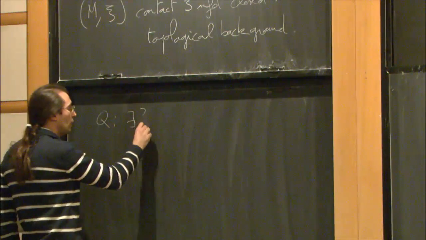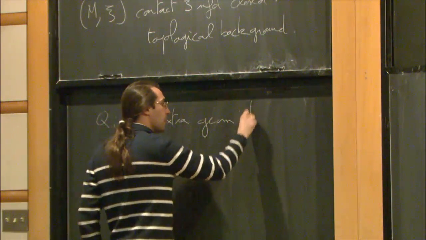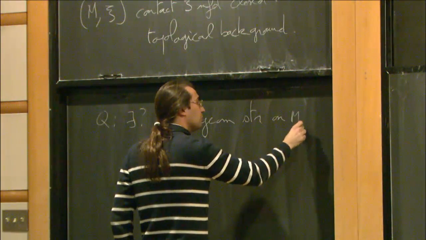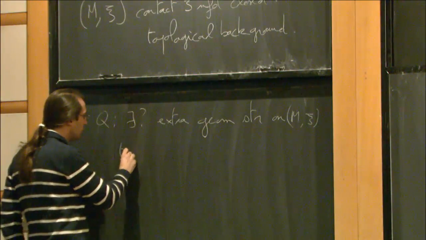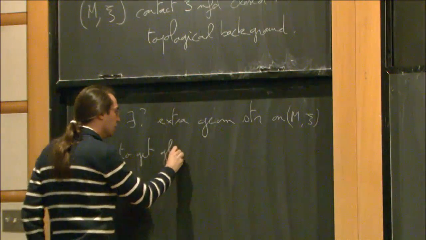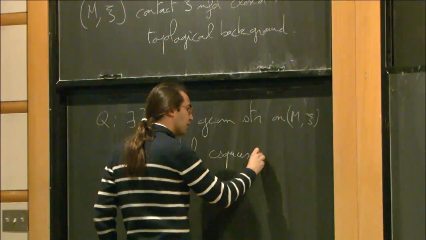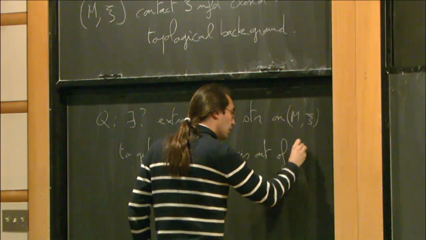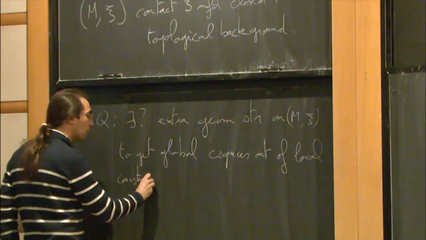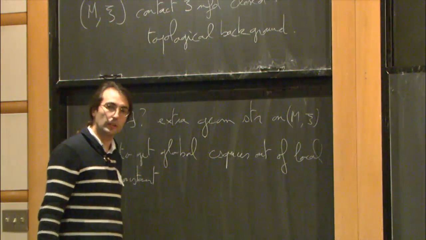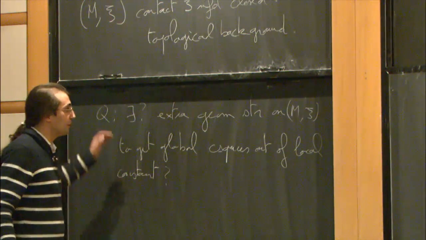does there exist extra geometrical structure on M, ξ, that we could put on to get global consequences out of local constraints? So for instance, having constant curvature -1 for a Riemannian metric is a local constraint, right? And so we want that kind of thing.